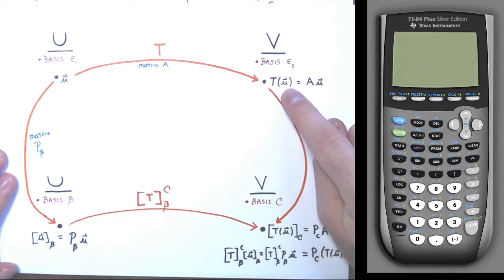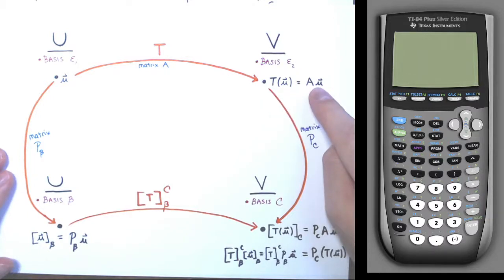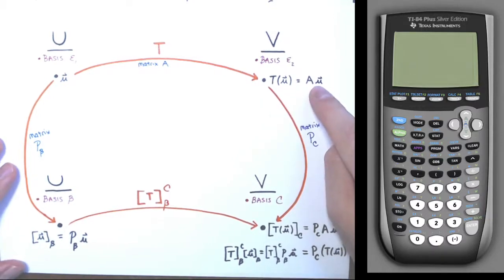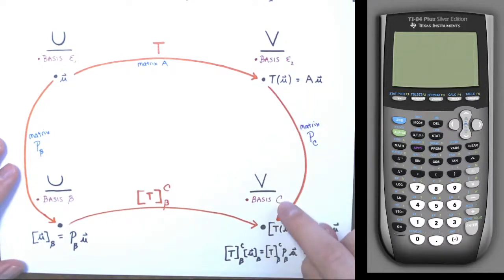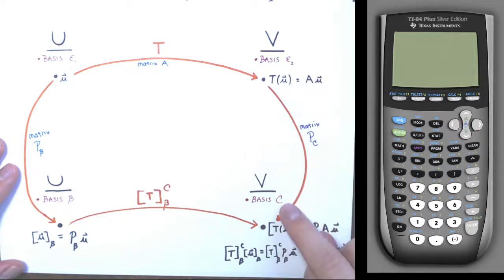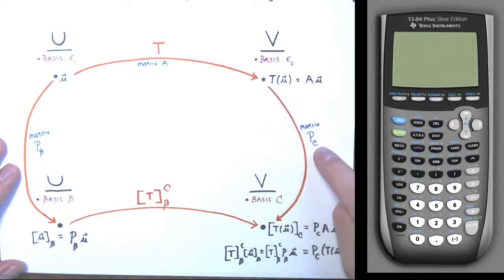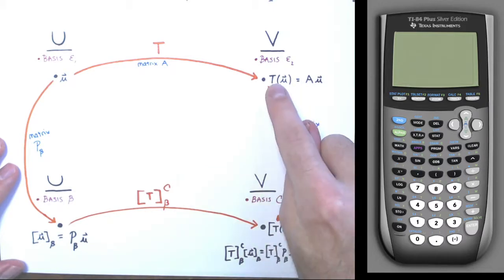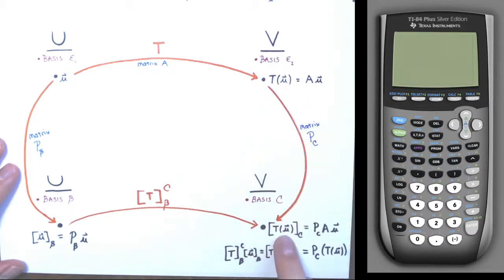And then, okay, now I would like to take this vector, this T of U or this A times U, and express it as its coordinates with respect to a different basis, with respect to basis C. And that's where this transition matrix PC comes in. Going from the standard basis E2 to the basis C, I multiply this by PC. So my output here is, I put T of U in through this, and over here I get the coordinates of T of U with respect to basis C.